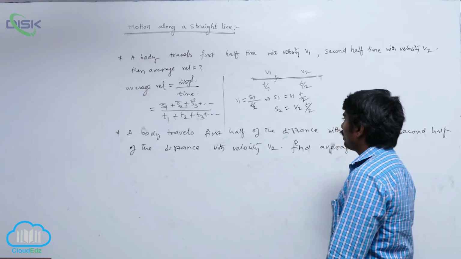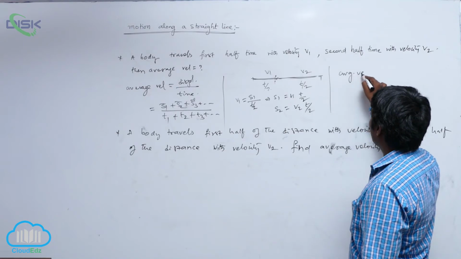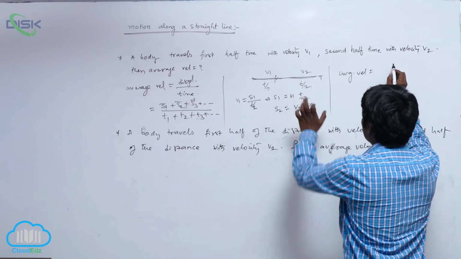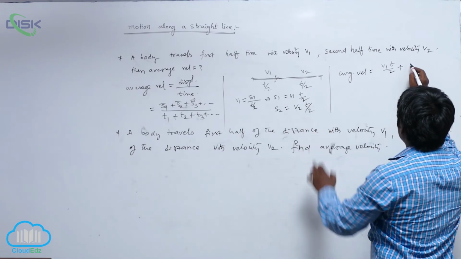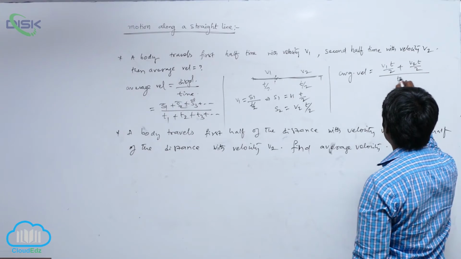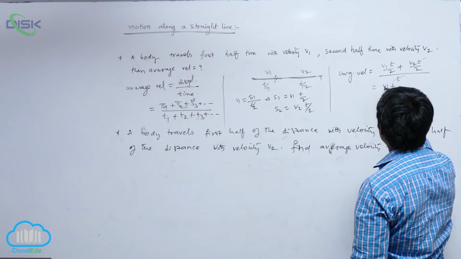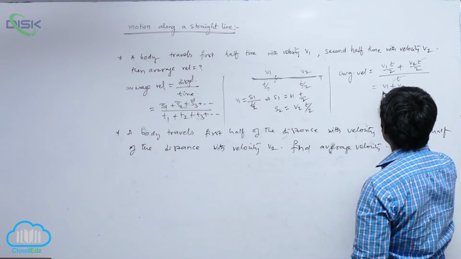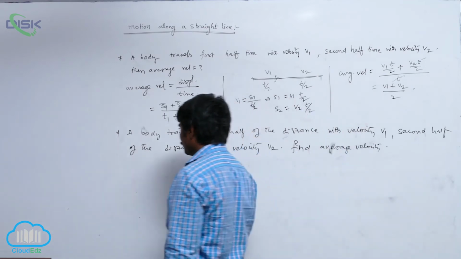That's it. Now what can you write? Average velocity equals total displacement, v1 t by 2 plus v2 t by 2, divided by t by 2 plus t by 2, which is t. So t cancels. What do you get? v1 by 2 plus v2 by 2, that is (v1 plus v2) by 2. This is the average velocity.